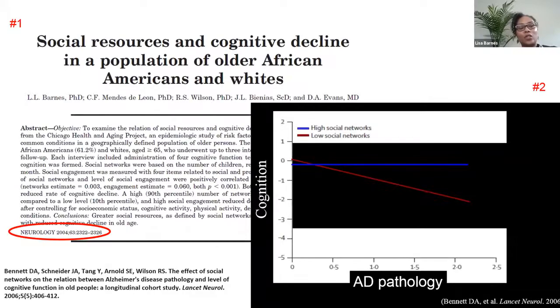Now, work on social factors and cognition is not new. It's been going on for about 2 decades with early work by Berkman and colleagues and Wilson and colleagues, who showed that social factors are related to both incidence of dementia as well as cognitive decline. We also looked at social resources back in 2004 in the Chicago Health and Aging Project and found that people who reported more social networks and greater social engagement had slower rates of decline in African Americans and whites in the Chicago Health and Aging Project.